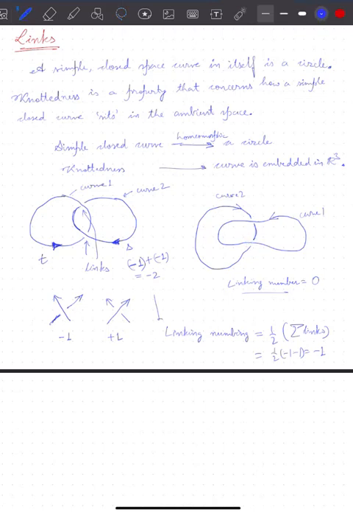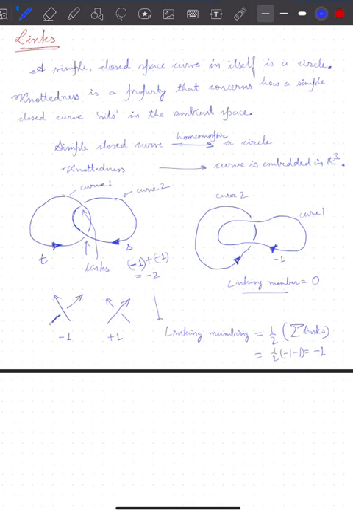let me define an orientation. So this is an orientation, and likewise, this is the orientation. I'll just remove this so that curve 2. So when we take a look here, at the intersection point, the right to left is over the top of left to right, which means the linking number is again minus one, isn't it?